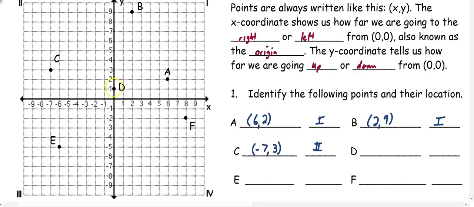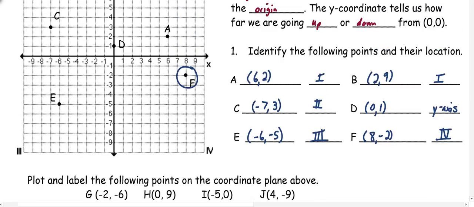D is on the y-axis, so when it's on the y-axis, the x-coordinate is going to be 0, and the y-coordinate will be 1. So we have the point 0, 1, and the location here is the y-axis. E, we go negative 6, negative 5. So E is at negative 6, negative 5, and that is the third quadrant. And our last point, F, lines up with 8 on the x and negative 2 on the y, and that is in the fourth quadrant.